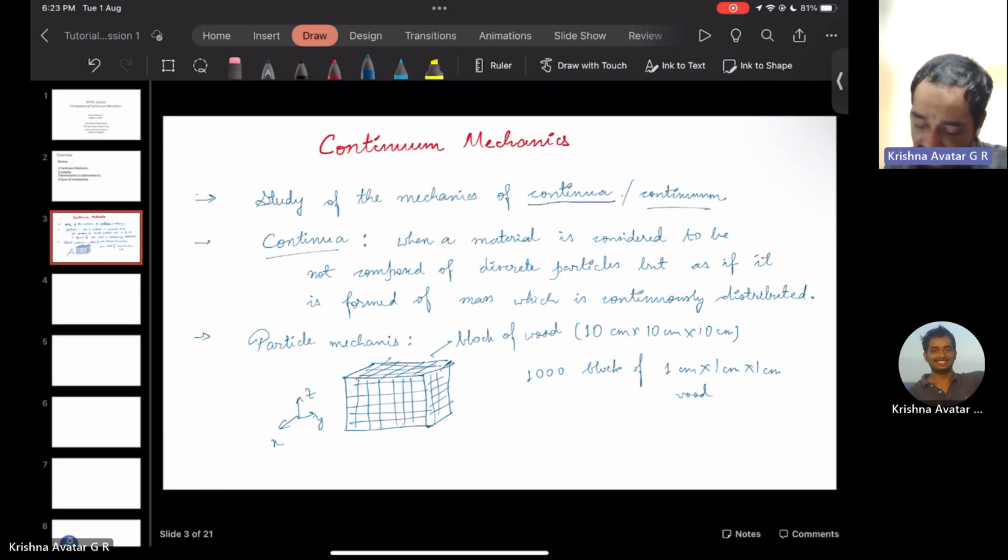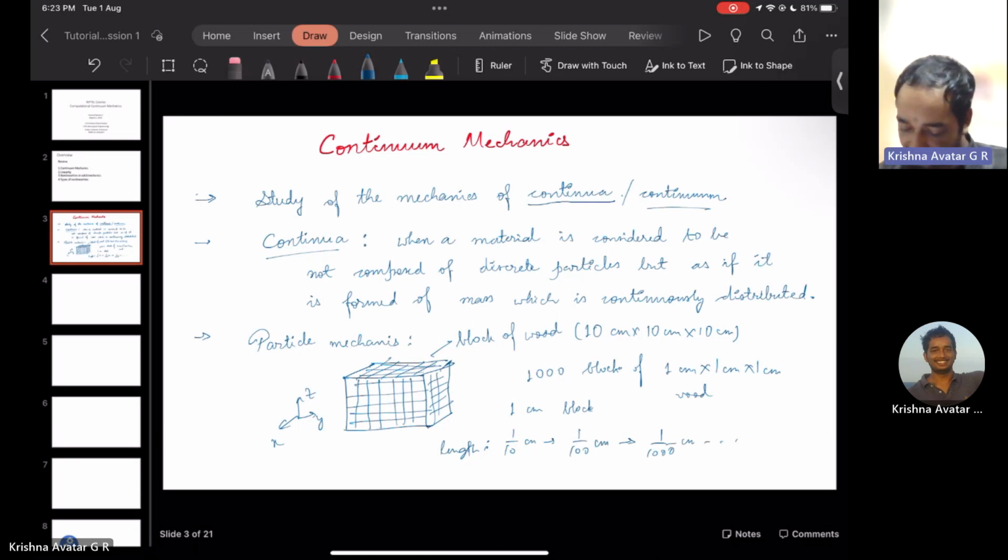However, if you further divide, say you pick up a 1 centimeter sub block, and then further divide it into smaller and smaller blocks, say 10 intervals along each axis, the length progressively becomes 1 by 10 centimeter, to 1 by 100 centimeter, to 1 by 1,000 centimeter, and likewise.